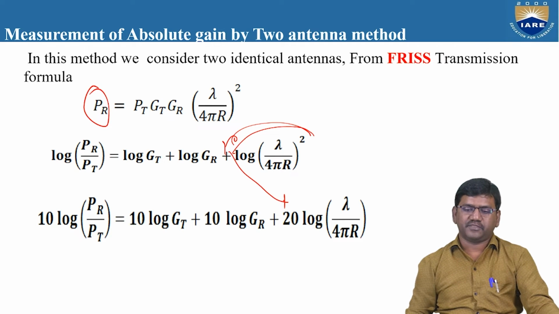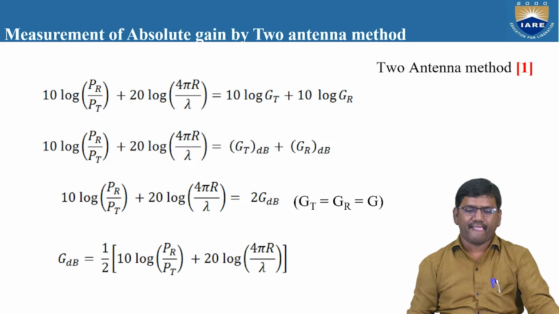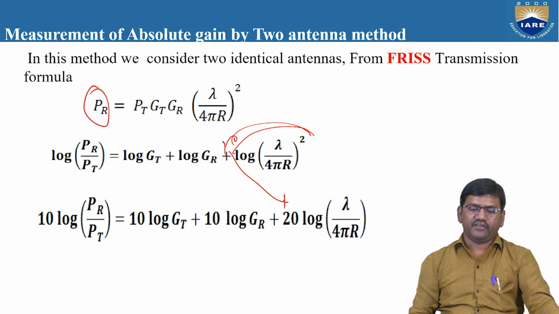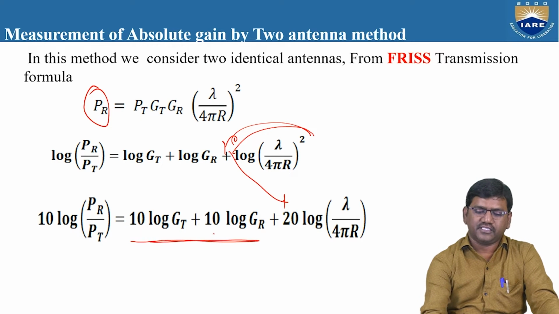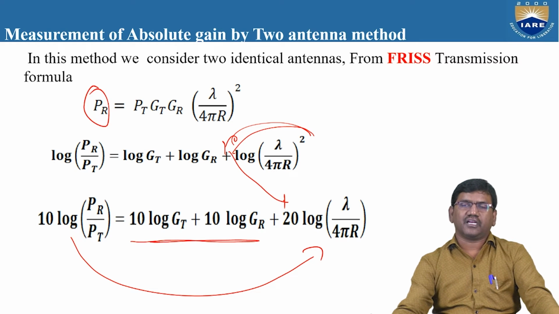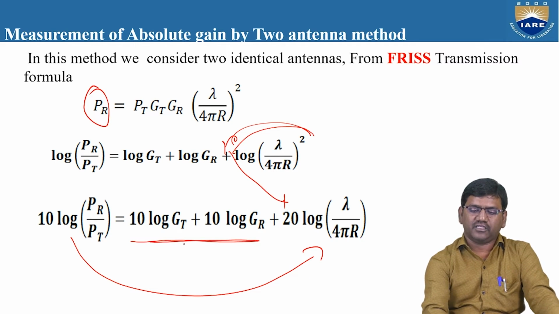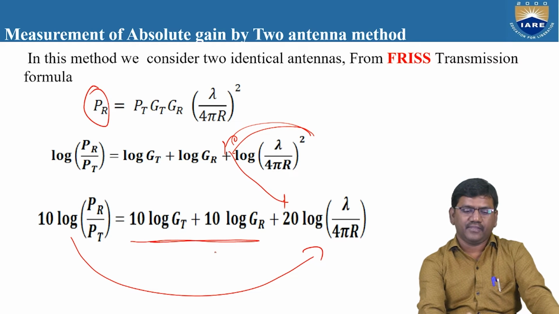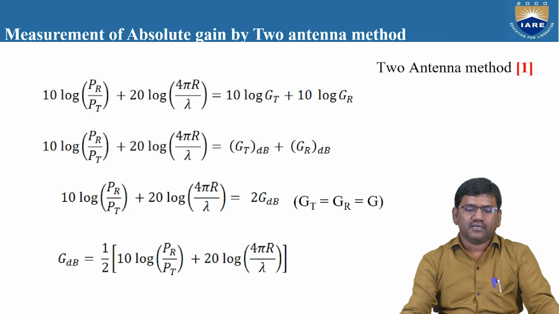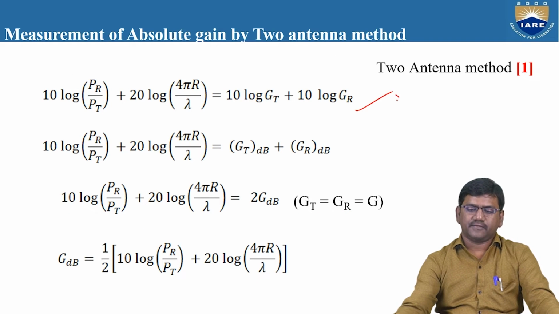So based on Friis's transmission formula, we are going to find out the amount of power received. Here, we are going to calculate the gain. So let us bring 10 log GT plus 10 log GR to the left hand side and 10 log PR by PT to the right hand side. You can interchange these equations.